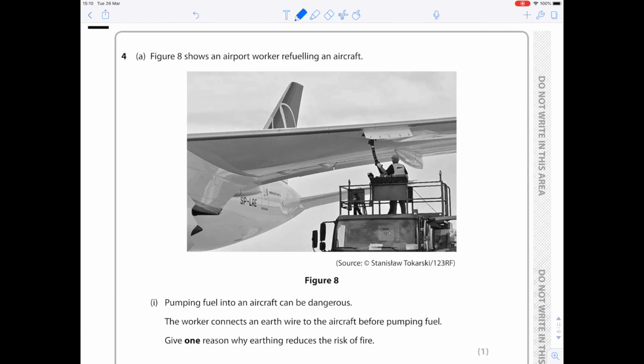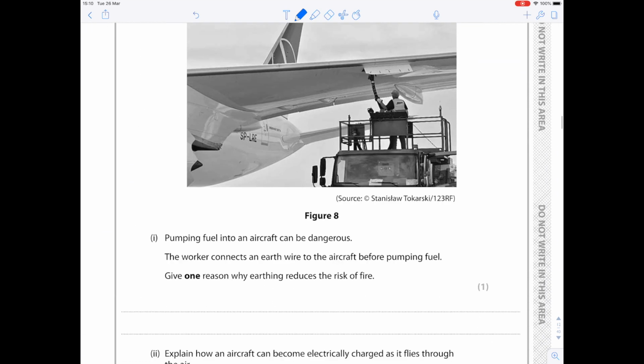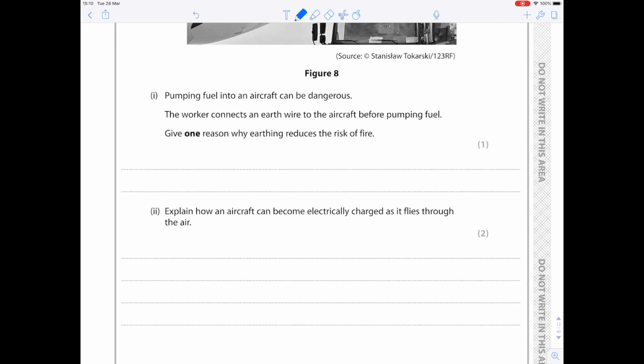4. Figure 8 shows an airport worker refuelling an aircraft. Pumping fuel into an aircraft can be dangerous. The worker connects an earth wire to the aircraft before pumping fuel. Give one reason why earthing reduces the risk of fire. That's because the earth wire discharges the excess charge to prevent sparking, which would lead to the fuel igniting and could cause a huge explosion.